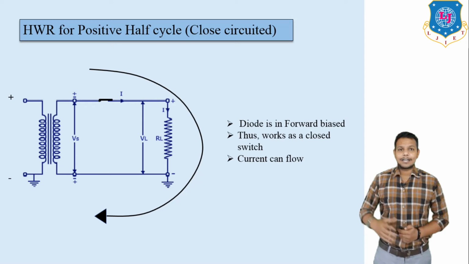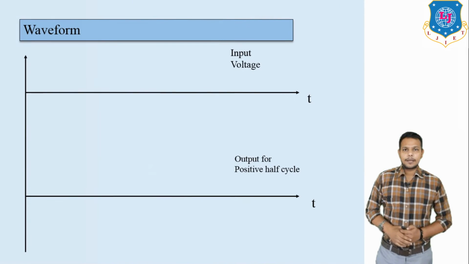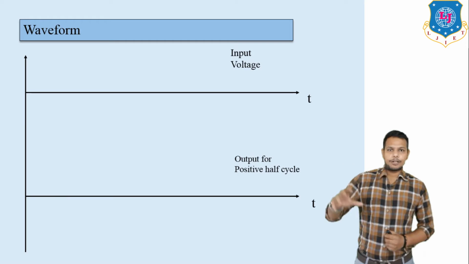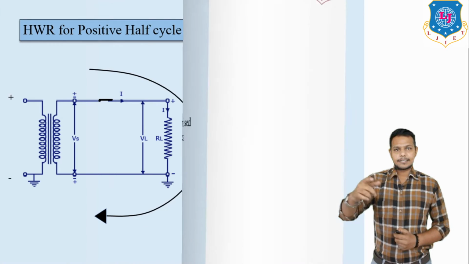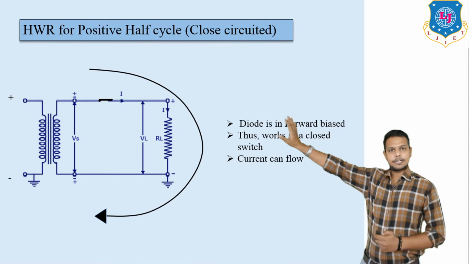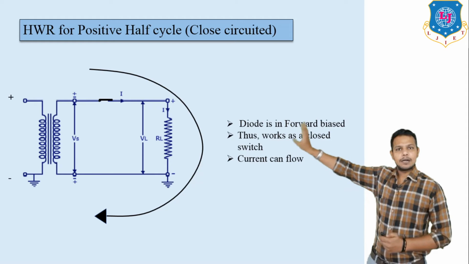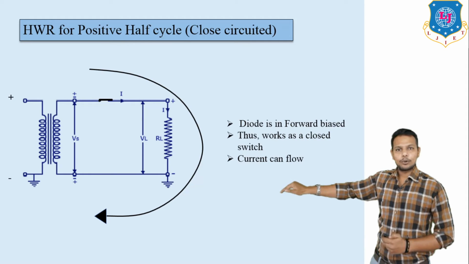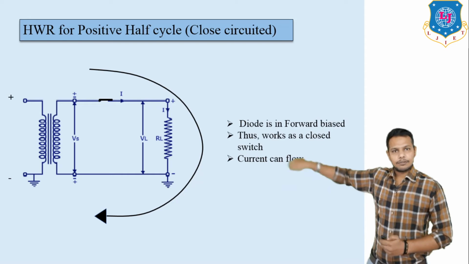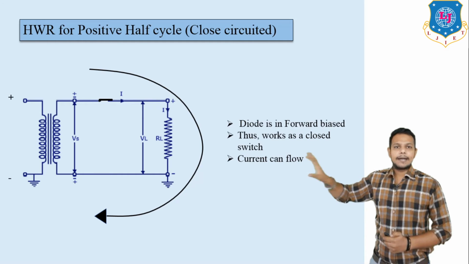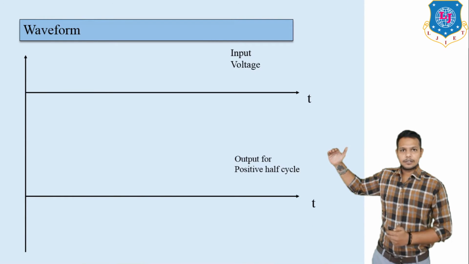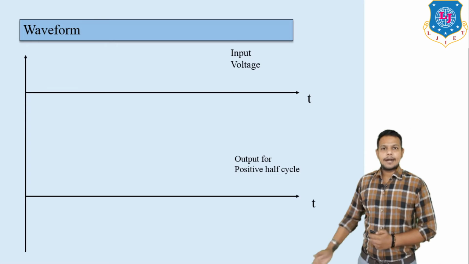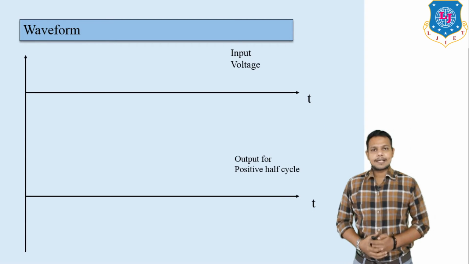So let us discuss its waveform. Here we can see this is the waveform. First we entered input voltage in this circuit diagram. At the transformer side, plus to minus, we entered the input, then at this side we will get the output. Here the x axis is denoted as time, and the y axis is denoted as voltage, or we can say current.